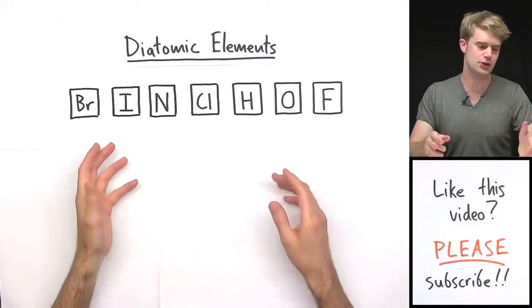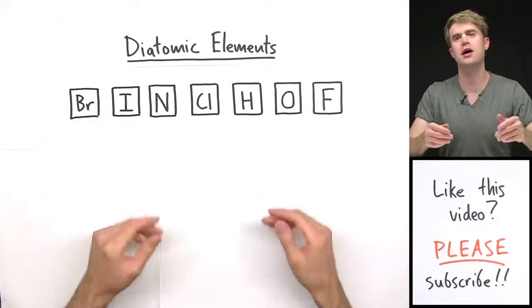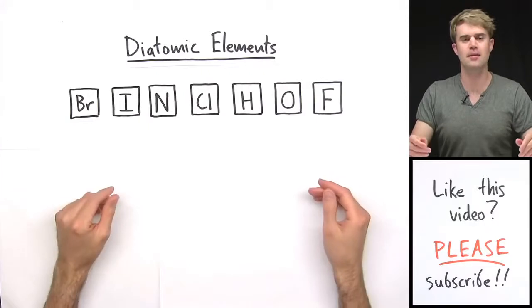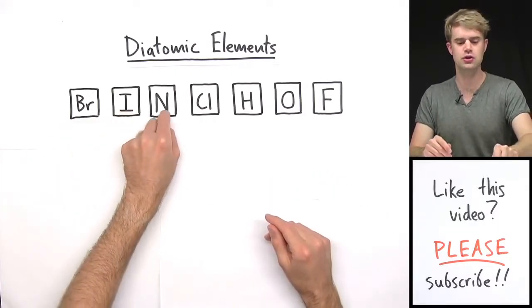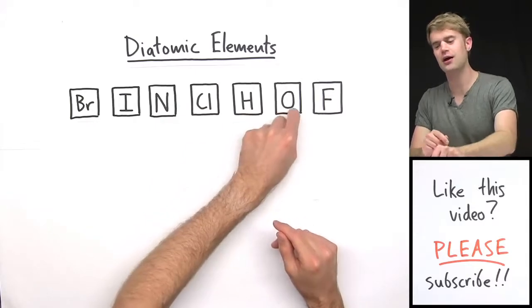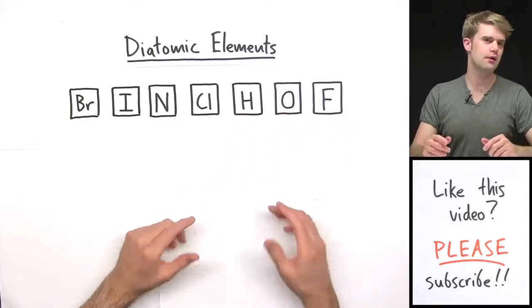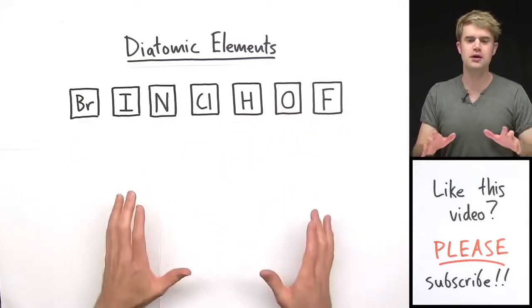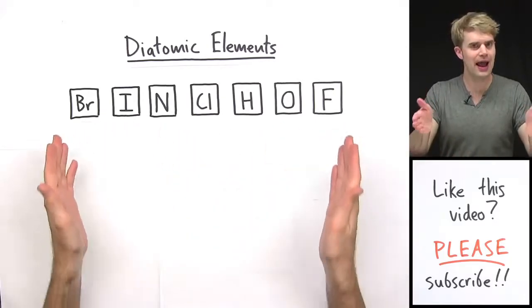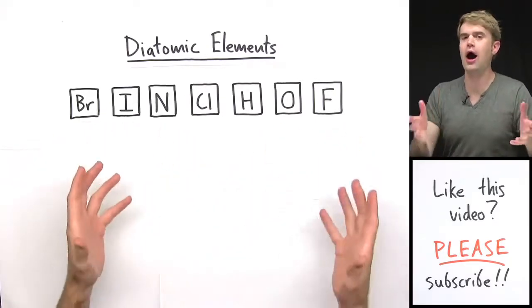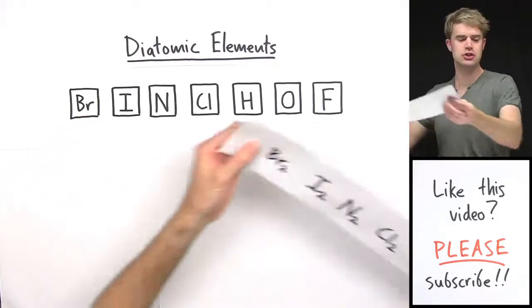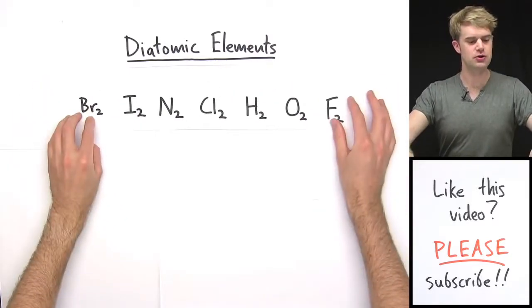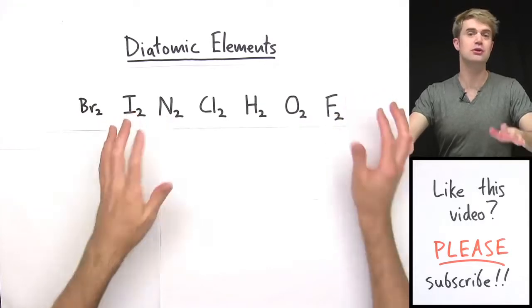Let me talk about a big question that a lot of people have with the diatomic elements. These are the diatomic elements here. There's 7 of them, and they're bromine, iodine, nitrogen, chlorine, hydrogen, oxygen, and fluorine. Now the diatomic elements are special because you never find just one atom of a diatomic element on its own. You always find them in pairs, okay? So you get Br2, I2, N2, and so forth.